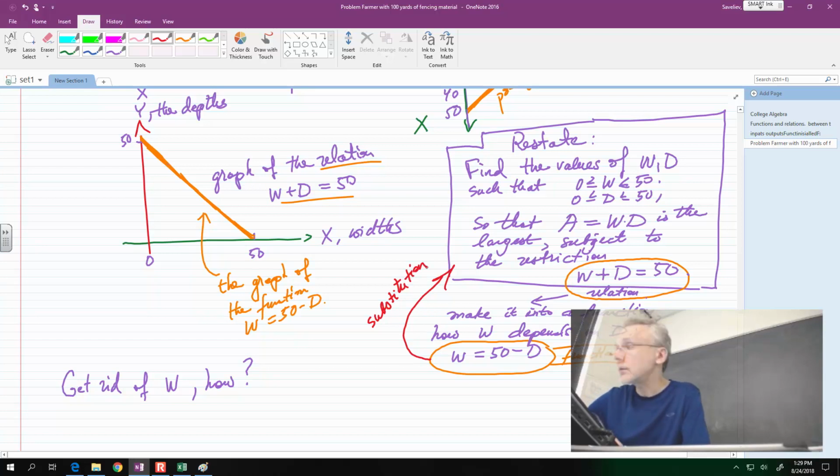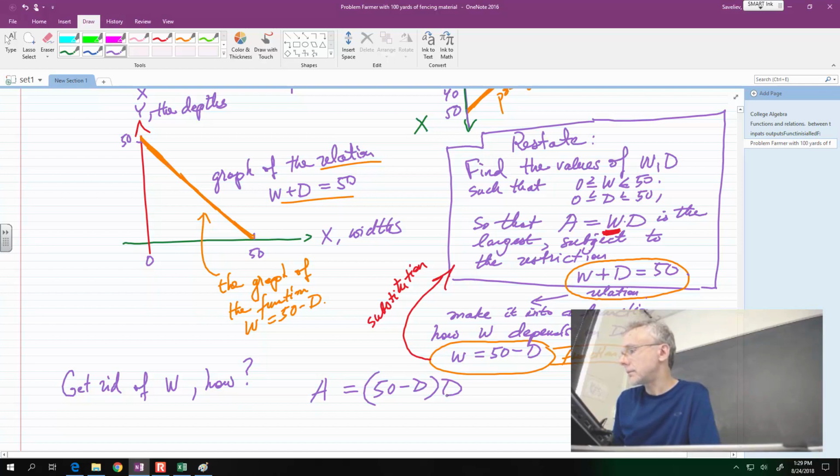Okay, so we don't have to worry about the relation; it is already taken care of. But this is where that substitution will really make a difference. So then the area will depend on the depth only. The width will be there invisibly, indirectly, through that relation. So in other words, A is equal to (50 minus D) times D.